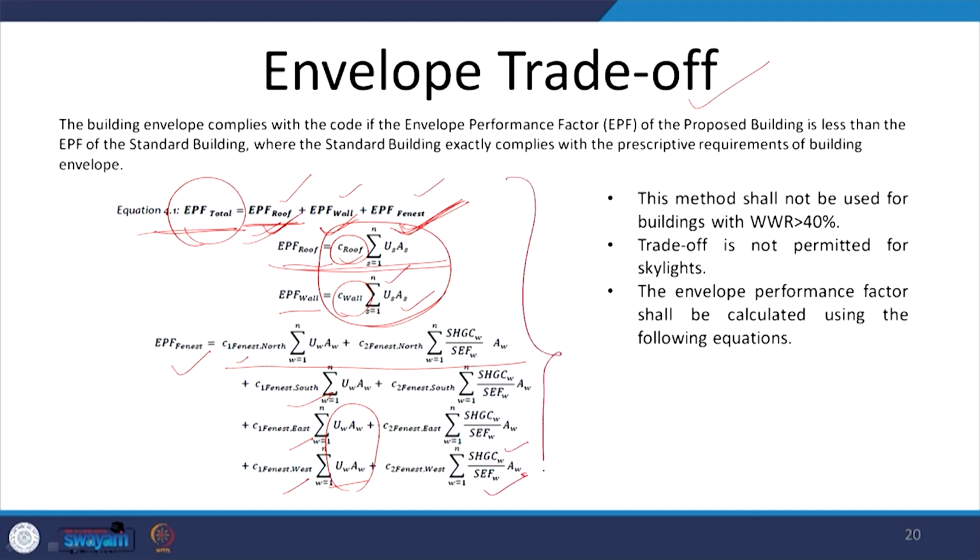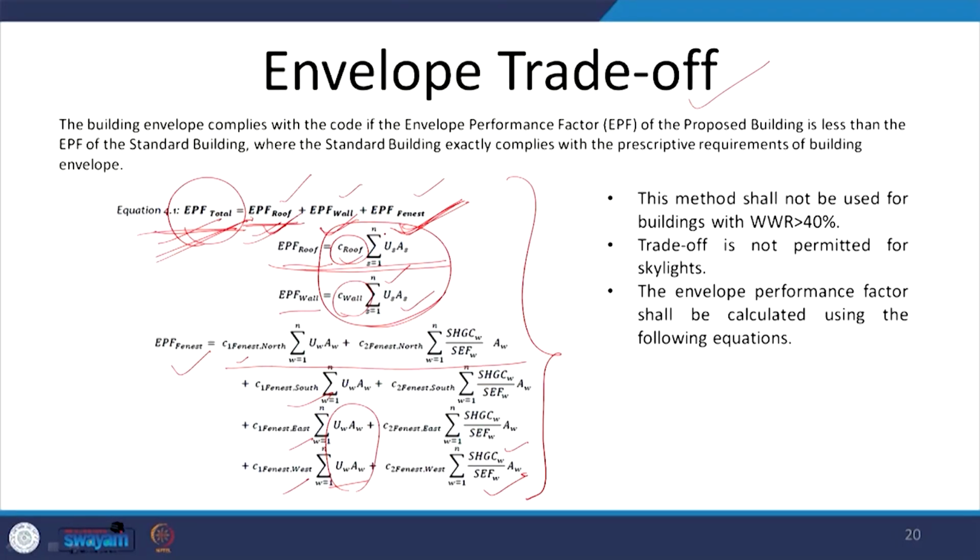Using this, the overall EPF of the building will be calculated, and EPF of the proposed building has to be lesser than that of the base case. Now, this base case has the EPF calculated as per the U value given in the prescriptive approach method.